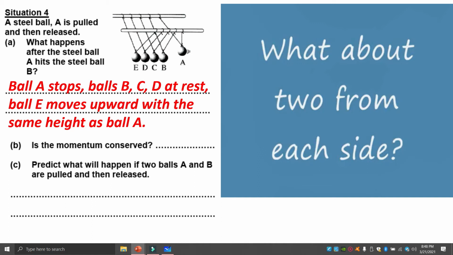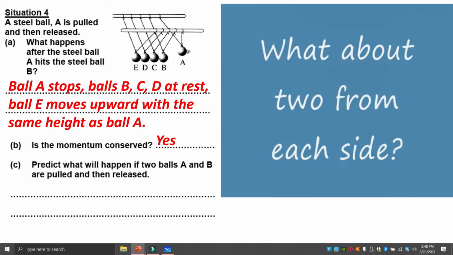So the question here, is the momentum still conserved? Is the momentum conserved? Yes, right? Because it moves with the same height. Just like we saw in the video just now, you try to lift up ball A, and then you let it go, and you can see at the end there, the ball at the end will move with the same height as A.